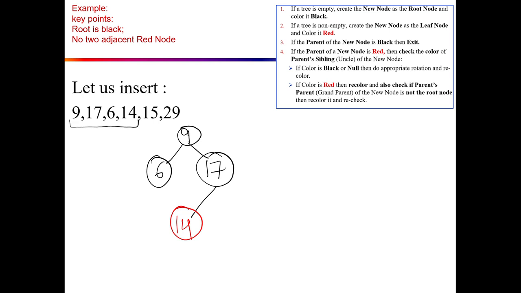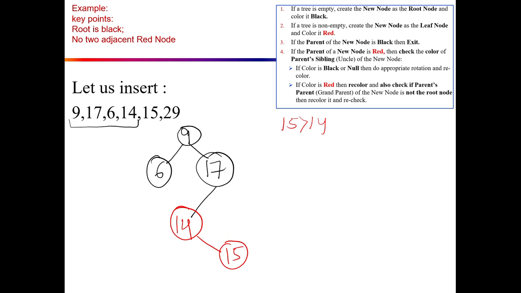I'm just giving a previous revision: when we inserted node 14, we observed a violation and then we checked the color of the uncle. Now let us start with insertion of node 15. Now when we insert 15, again with the properties of the binary search tree, we know that 15 is greater than 14. So we will insert 15 towards the right side of node 14.